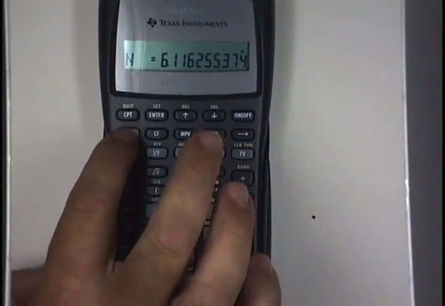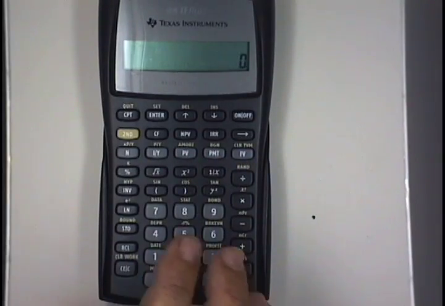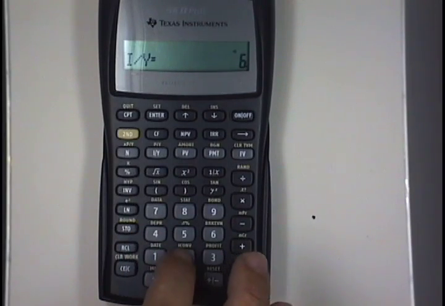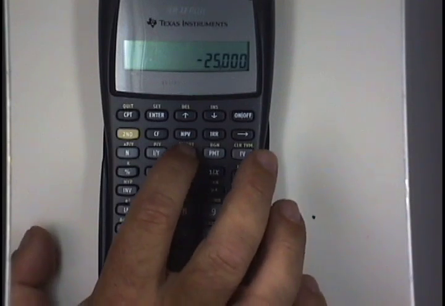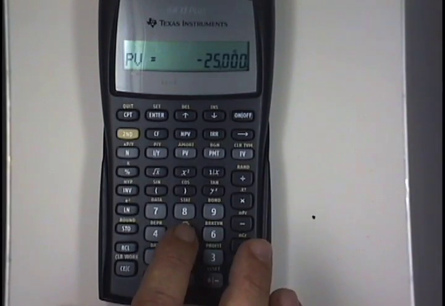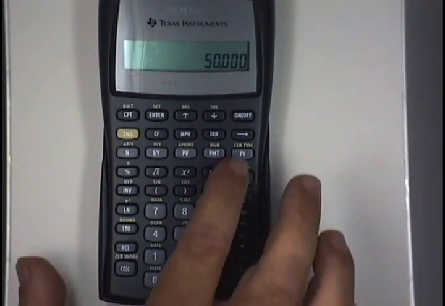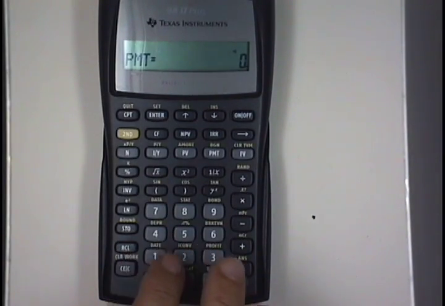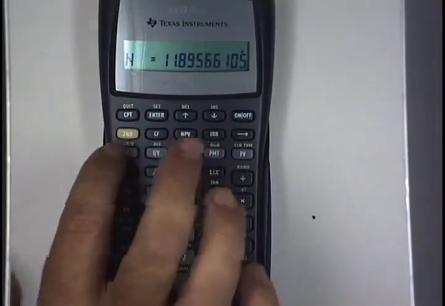Put those numbers into the calculator. Clear time value of money, erase the numbers. 6% interest, $25,000 is a negative present value, and my future value is $50,000. I can put my 0 payment in there. And now I can compute N.